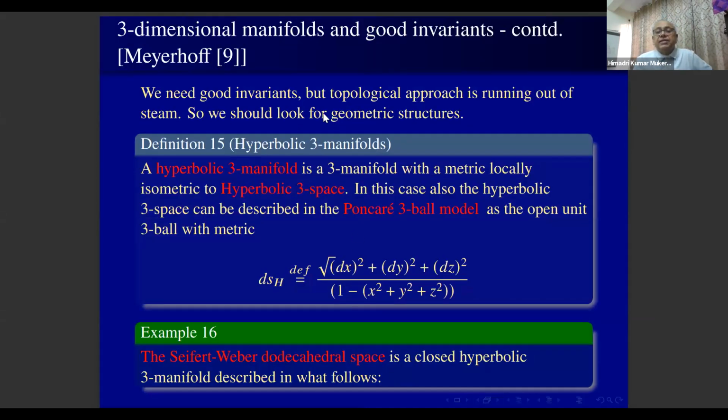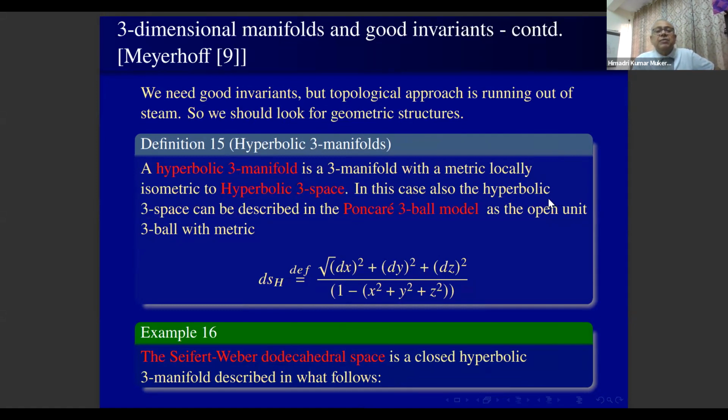So we need good invariants. But the topological approach is running out of steam. So we should look for geometric structures. Now, a hyperbolic 3-manifold. A hyperbolic 3-manifold is a 3-manifold with a metric locally isometric to hyperbolic 3-space.